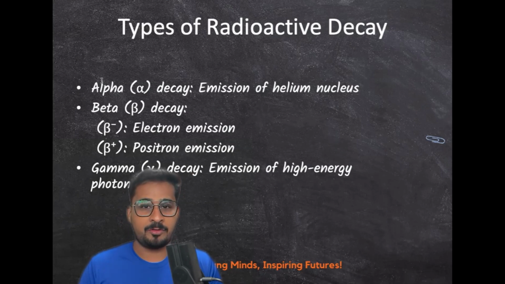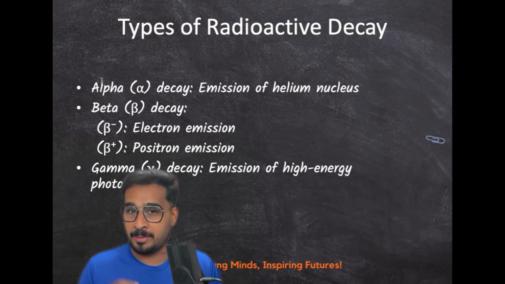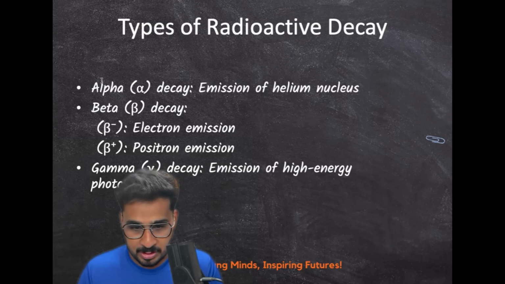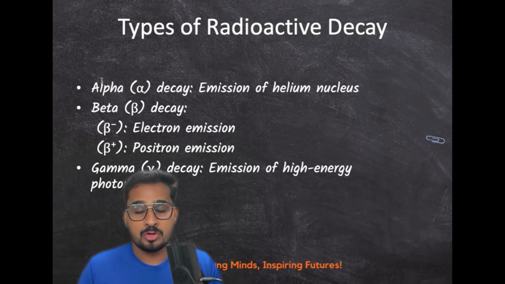There are three types of radioactive decay. Number one is alpha decay, wherein a helium nucleus is emitted. The second one is beta decay. Beta decay is divided into two types: one is beta plus decay and the other is beta minus decay. Beta minus decay involves electron emission and beta plus decay involves positron emission. The third is gamma decay. Gamma decay does not involve any particle coming out; rather, a gamma ray, which is an electromagnetic wave, is emitted.